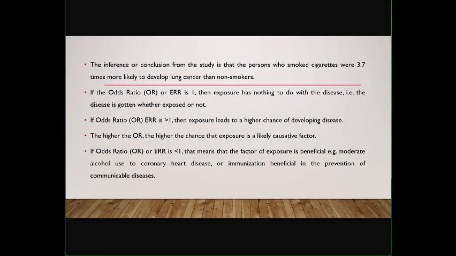Right? One group took immunization. We will see that those who took immunization developed less of the disease, and those who did not take immunization developed more of the disease. When we calculate, we see that it's less than 1. So that is why we say if the odds ratio or estimated relative risk is less than 1, then that factor of exposure is a beneficial one, right? So that is how it is.